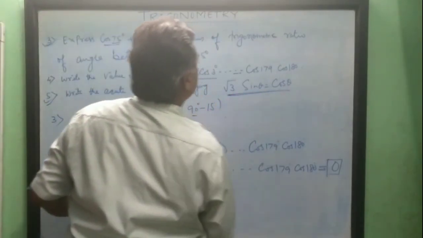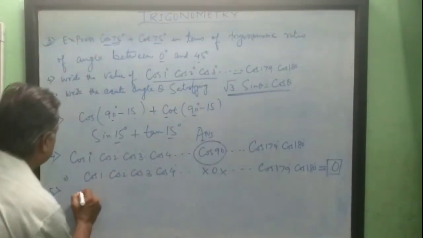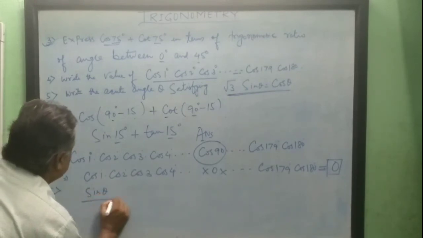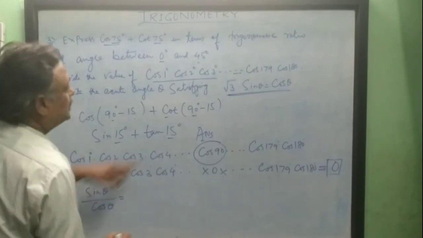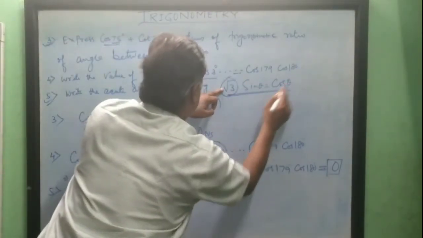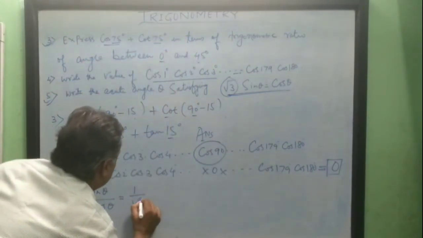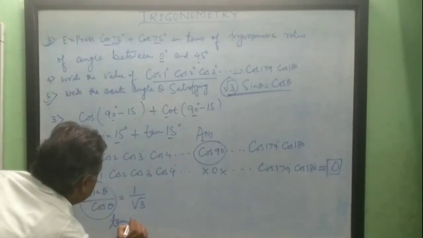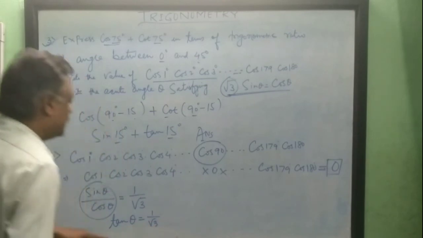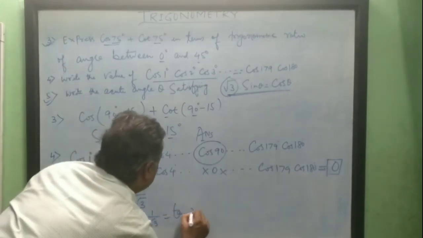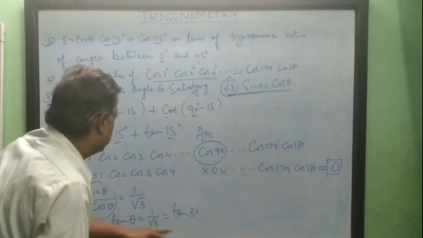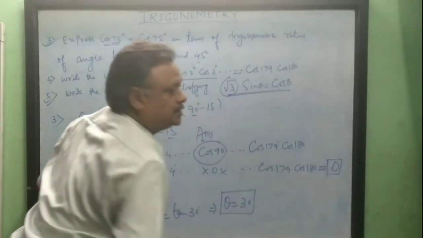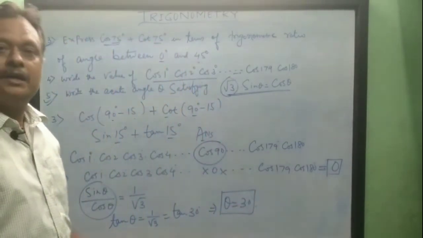So from this expression, it can be written as sin theta by cos theta, and this will go this side. So this will be 1 by root 3, and this is tan theta. And this is tan 30 degree. 1 by root 3 is equal to tan 30 degree. It means theta is equal to 30 degree. Children, in next class we will start from height and distance.